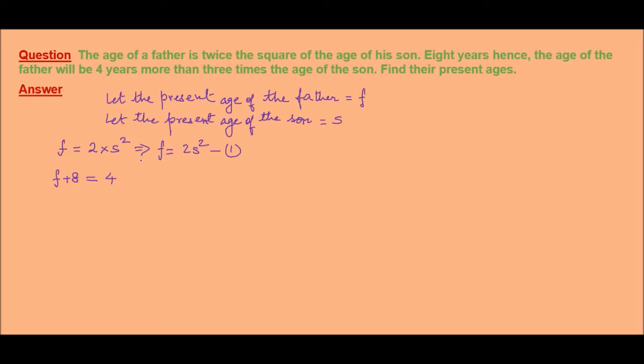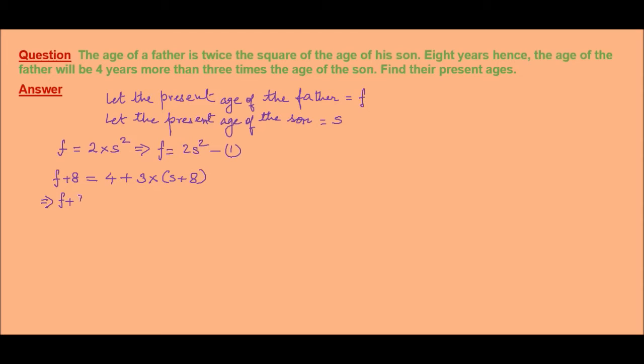Since it is more, that indicates an addition. So we are writing 4 plus 3 times, that is 3 with the multiplication sign. The age of the son after 8 years is equal to S plus 8. Now we have to simplify this equation.